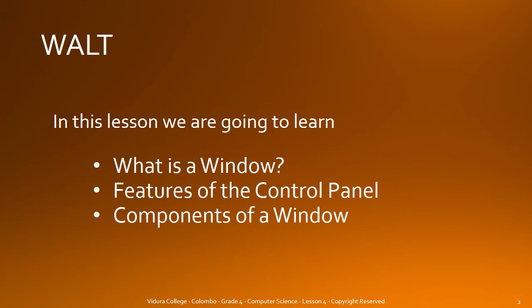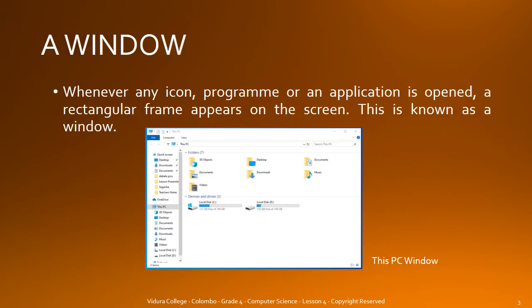From this lesson, we are going to learn what is known as a window, features of the control panel, and the components of a window. So, let's learn more about Windows 10 operating system. When you double click on any icon or when you open a program or an application, a rectangular frame appears on the screen. This is known as a window.